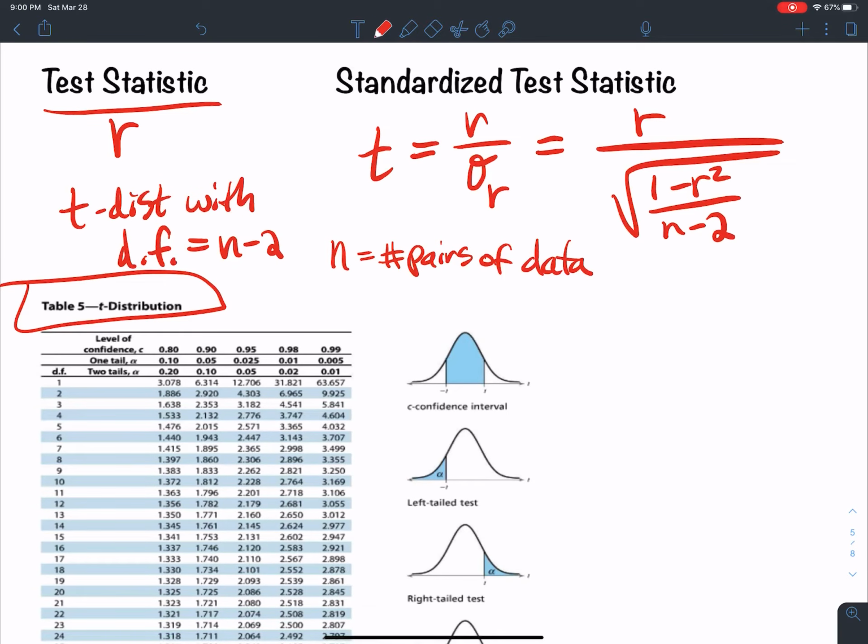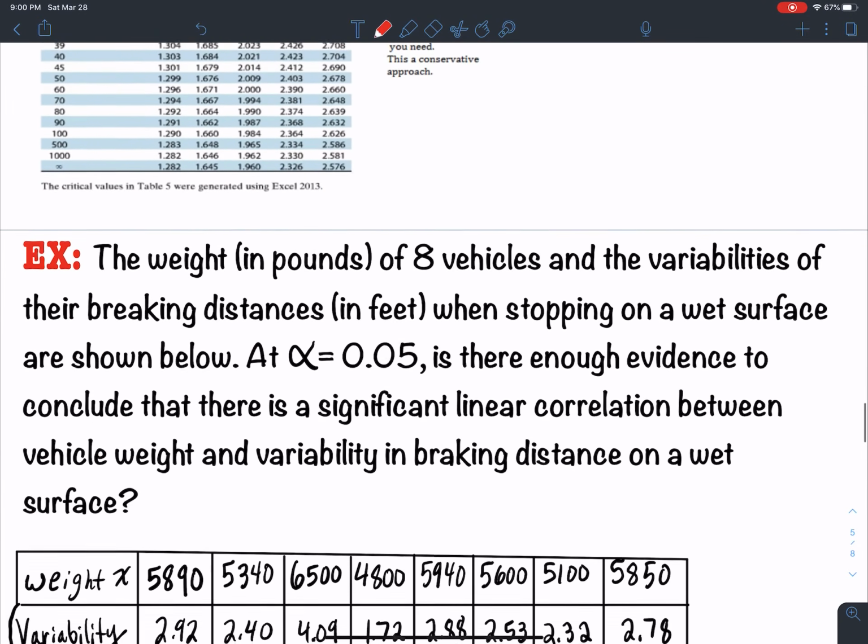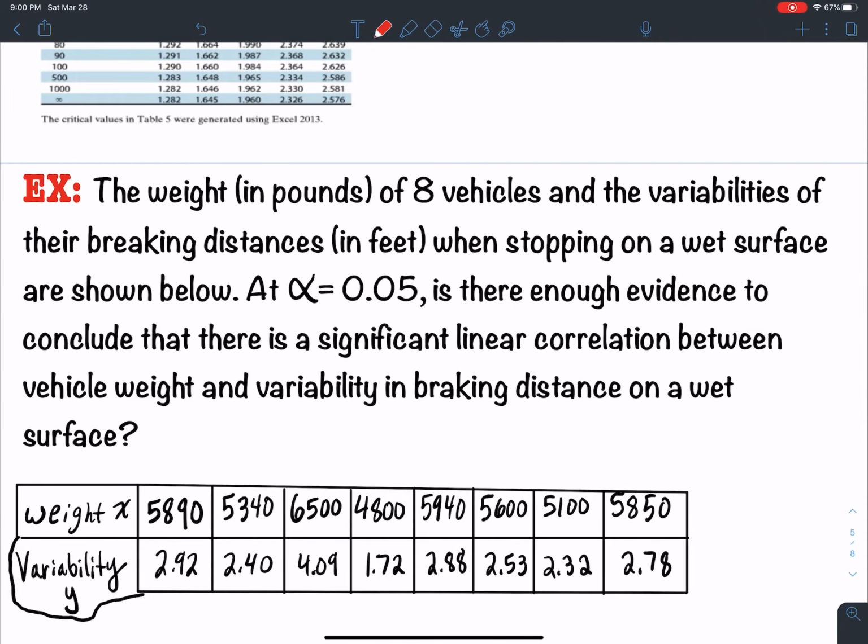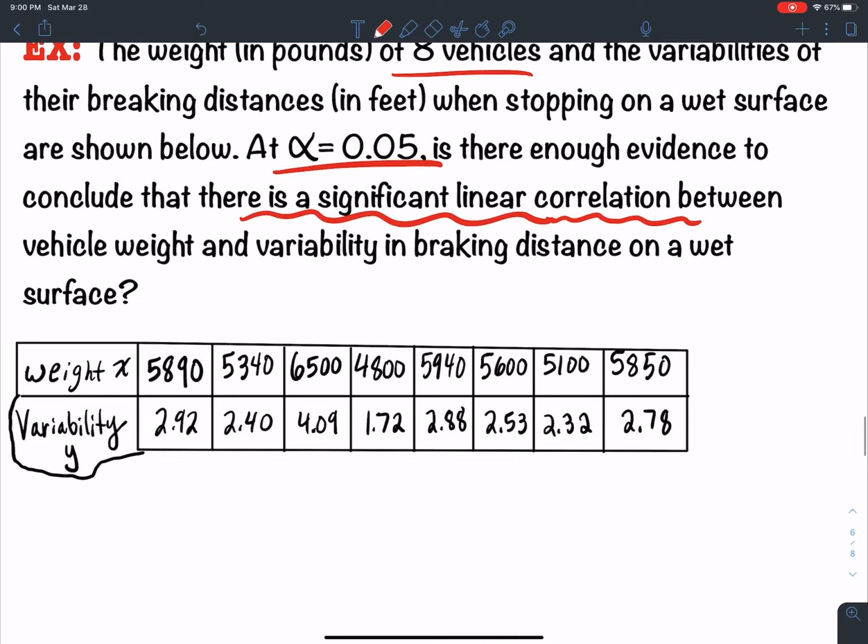So we've got a problem here. The weight in pounds of 8 vehicles and the variabilities of their braking distances in feet when stopping on a wet surface are shown below. Use alpha 0.05. Is there enough evidence to conclude that there is a significant linear correlation? So do we know that there's a significant linear correlation? Yes or no? All right, here's our numbers. What I'm going to tell you to do is put the first row into list 1 and the second row into list 2.